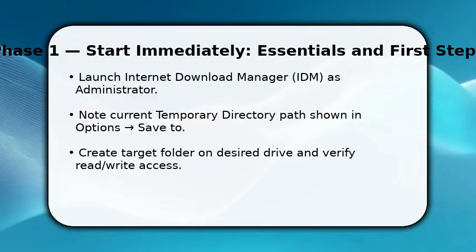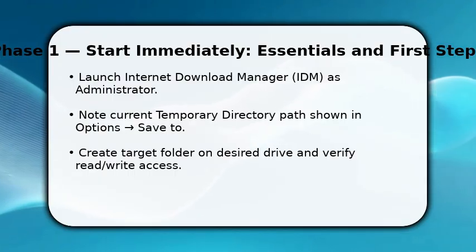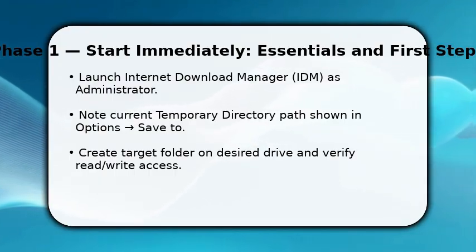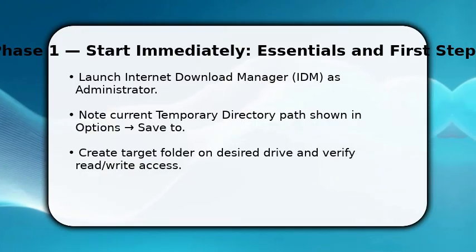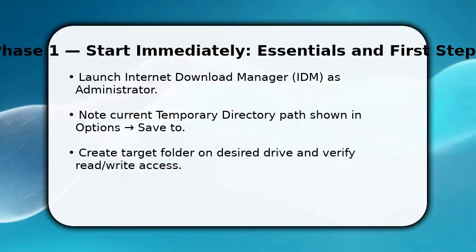You start by opening IDM with administrator rights because permissions matter. Once done, go straight to Options, then the Save to tab, and locate the Temporary Directory field. You should already have created your new target folder on the faster or larger drive. Make sure to grant full read/write access. This prevents file locking and failed moves.